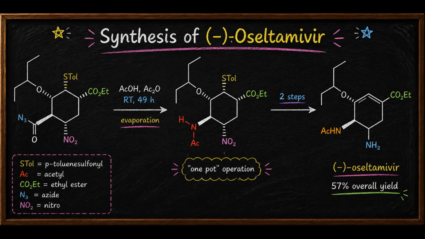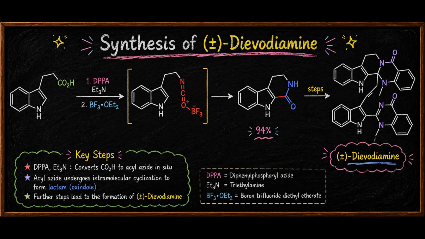This slide illustrates the synthesis of (+)-diazonamide, focusing on a key Curtius-type rearrangement and intramolecular cyclization. The starting material is a carboxylic acid-containing indole derivative. In the first step, treatment with DPPA and triethylamine converts the carboxylic acid into an acyl azide in situ. This is a crucial activation step for rearrangement.